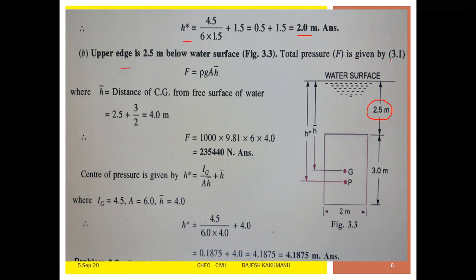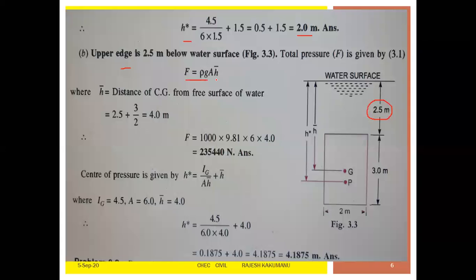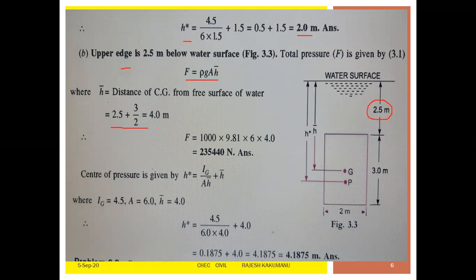Total pressure F is given by equation 3.1. So we have to apply this formula again. In the next case, what do we do? This object is coming down to a 2.5 meter depth. Now applying the same thing, h bar is the distance of the CG from the free surface of the water. We have to add the distance: 2.5 plus 3 by 2, that is equal to 4. Now applying this, F is 1000 into 9.81 into 6 into 4, and we get the force.